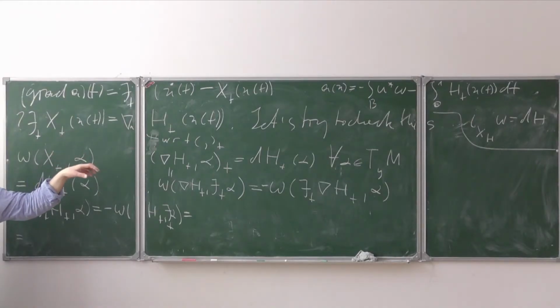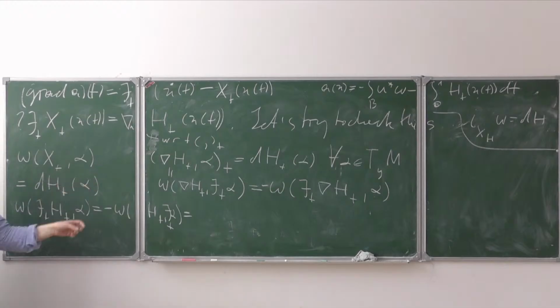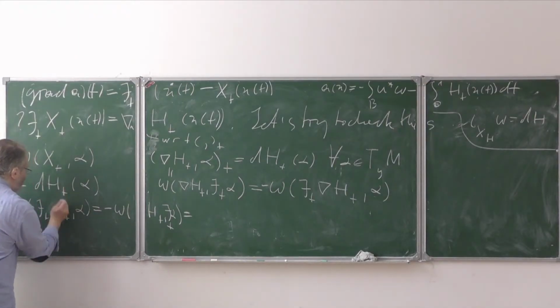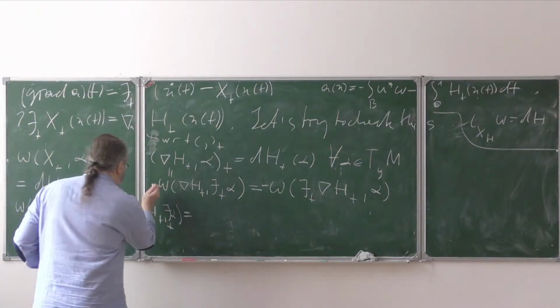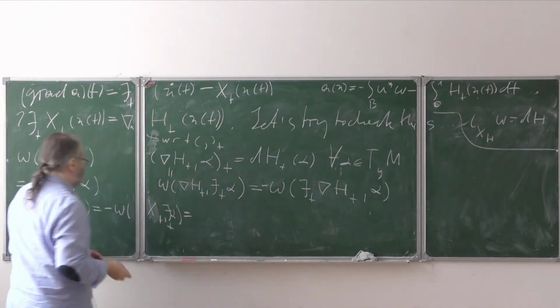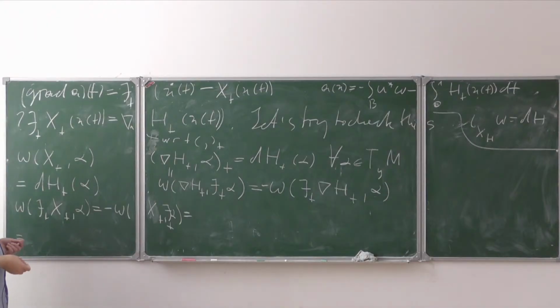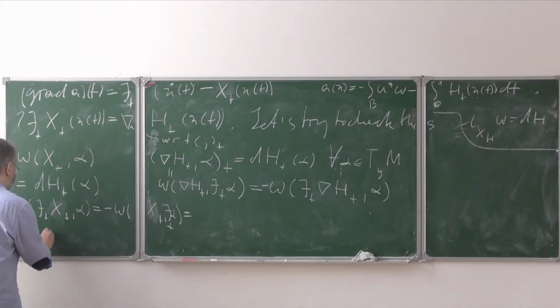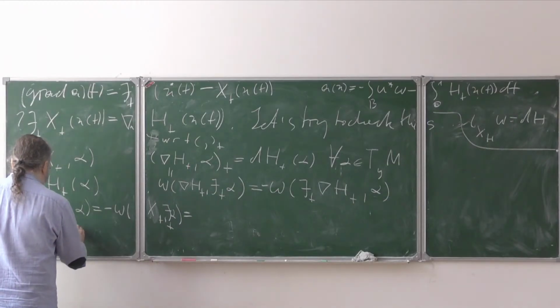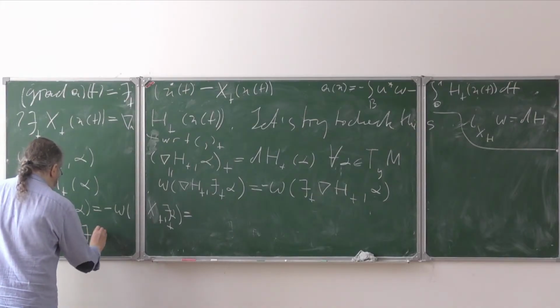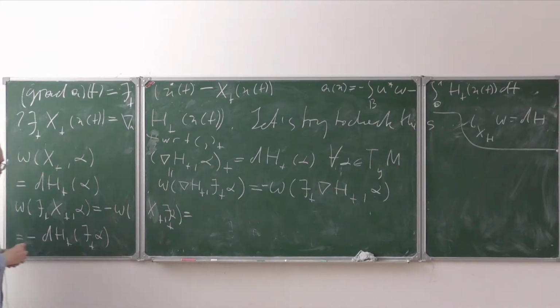We're given h_t. It's a function on M. For every fixed t, we have a function on M. So it's an operator. Sorry. Yes. Thank you. It doesn't make sense because, yes, it's supposed to be H_t. So the result is minus dH_t applied to J_t alpha.